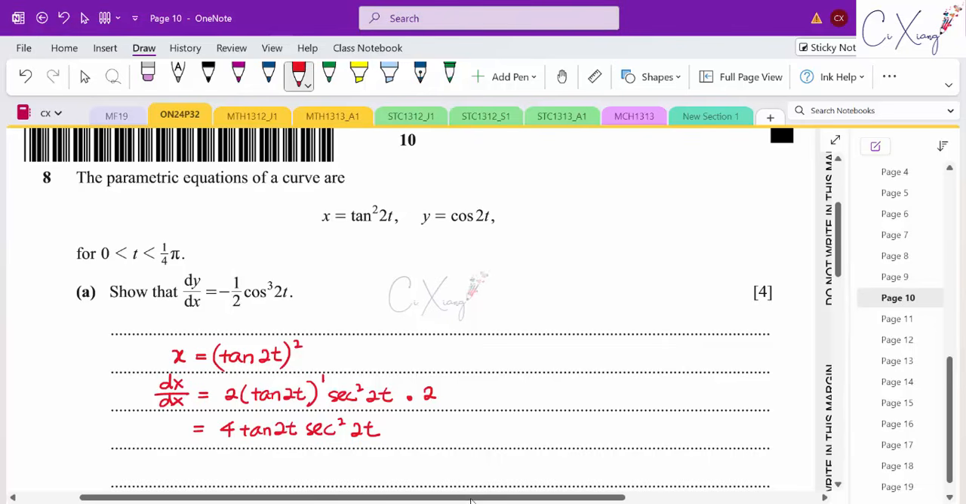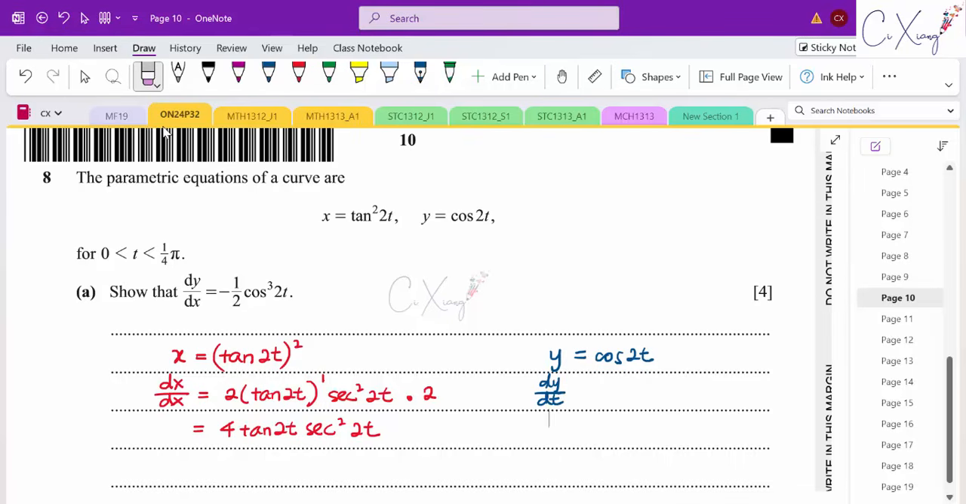Then at the same time, I have to differentiate the y also. So y is equal to cos 2t. To get dy dt, differentiate the cos first. I made an error here, it should be dt for dx dt. So now I'm getting dy dt. Differentiate cos, I should be having negative sine. Copy the angle. And after that, differentiate the 2t, differentiate the angle, I get a 2. I'm having negative 2 sine 2t.